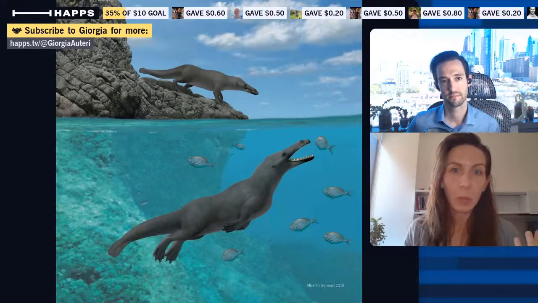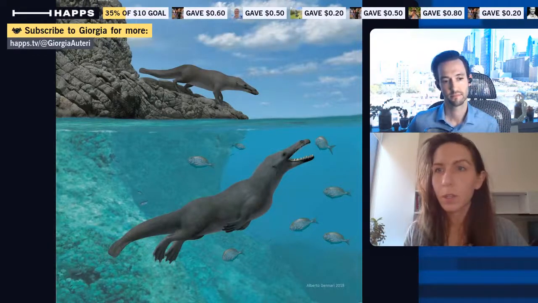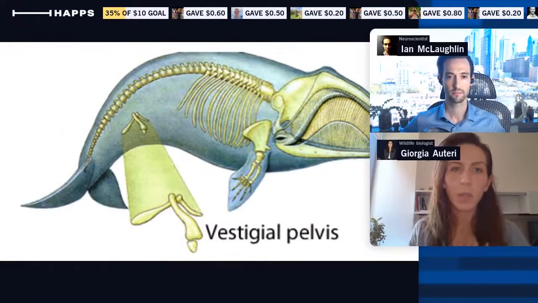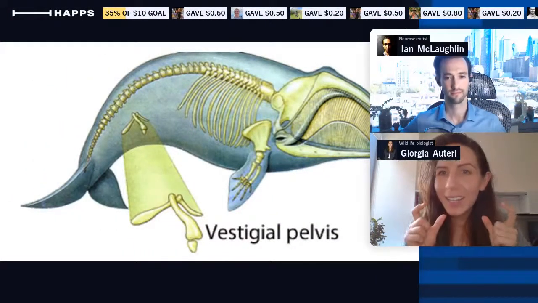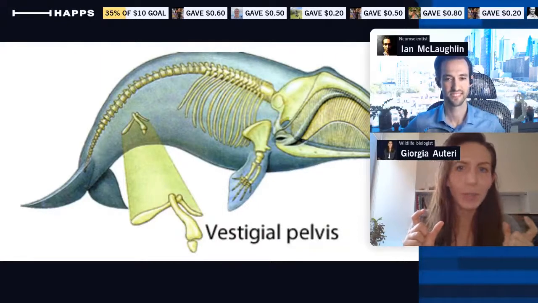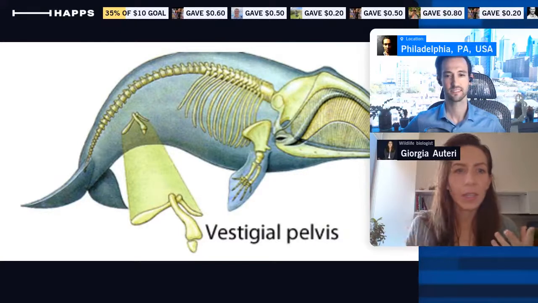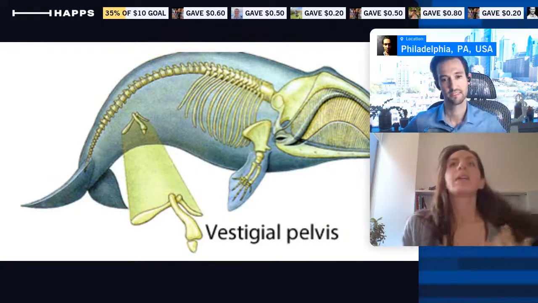Their ancestors needed one so that they could have four legs and walk around on land. But as they went back into the water, so the story goes, the pelvis became less and less useful until eventually we get to this point where they have tiny leftover pelvis bones that aren't really doing anything, just hanging out and continuing to exist.